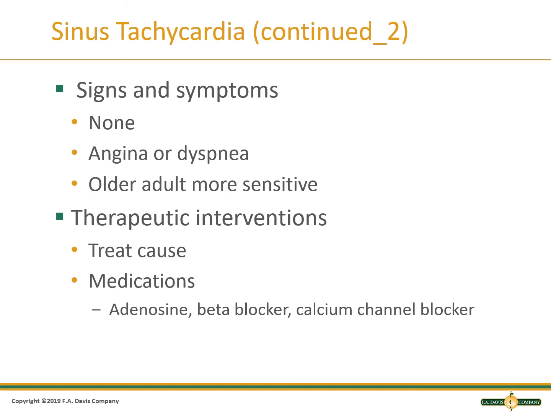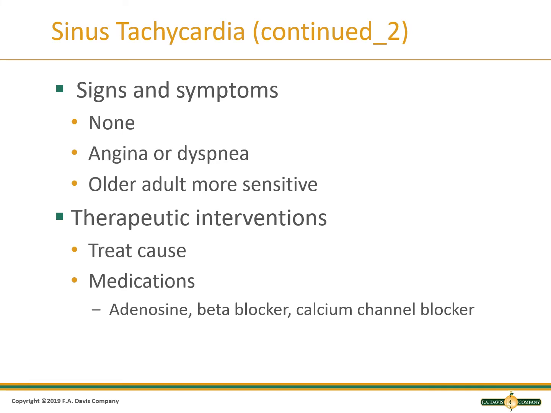Patients with MI may not tolerate a rapid heart rate and may experience more severe symptoms because of increased cardiac workload. If the patient is stable, obtain an ECG and treat the cause. Medications such as adenosine or Adenocard, beta blockers, or calcium channel blockers are considered to slow the heart rate equal to or greater than 150 beats per minute.